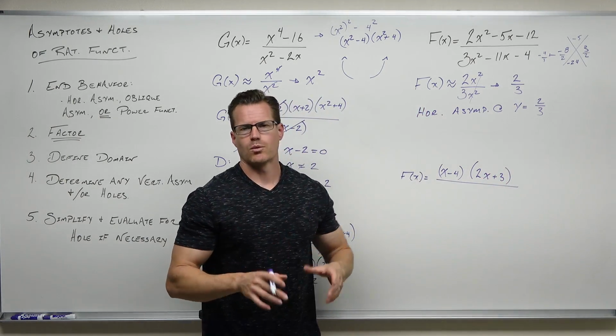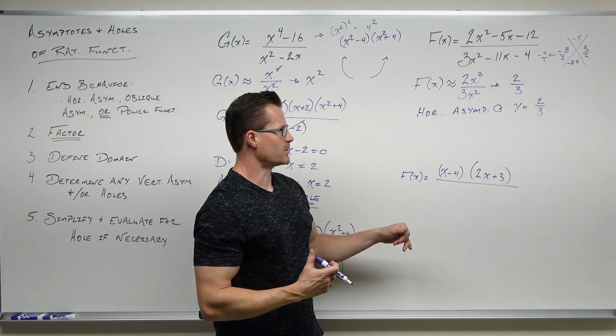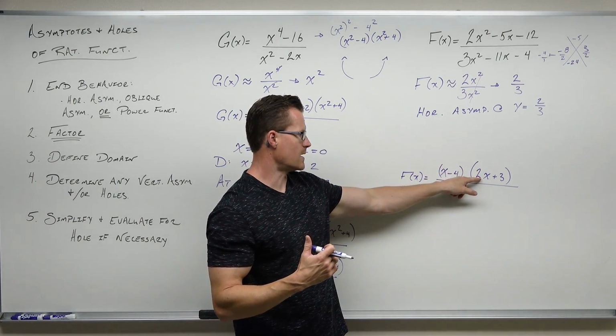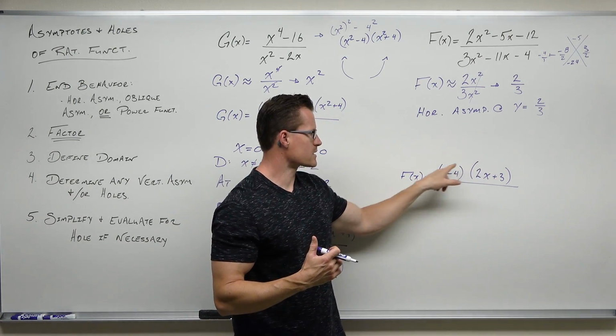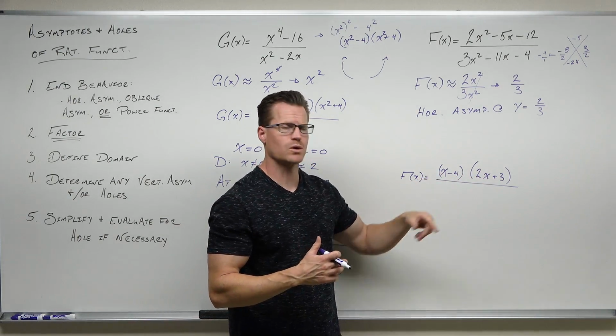You can factor in whatever way you're comfortable with. I don't care. We just need to be able to factor. I probably check my work too. This would be 2x squared plus 3x minus 8x is minus 5x and then minus 12. So I know I'm right.